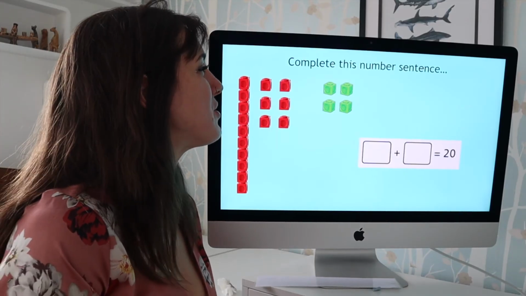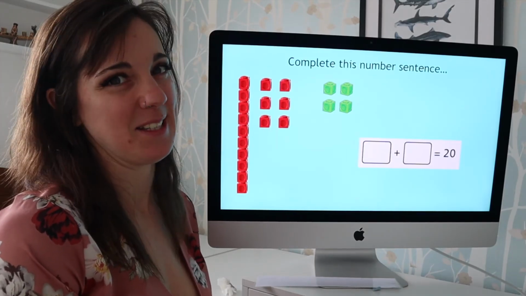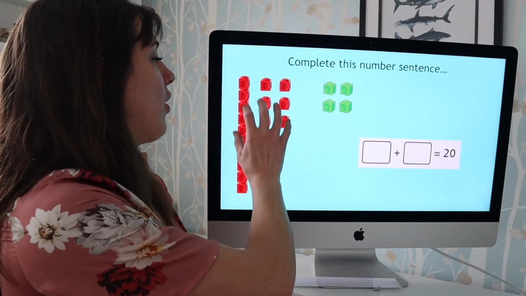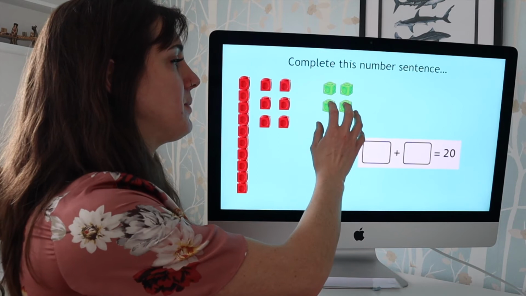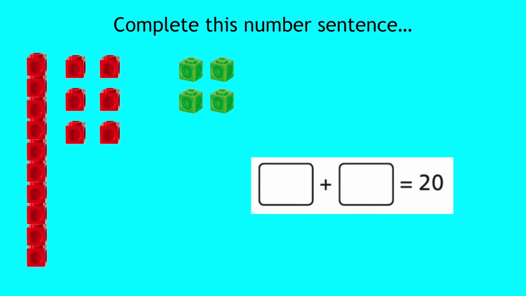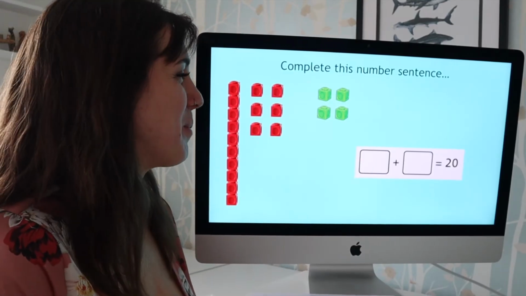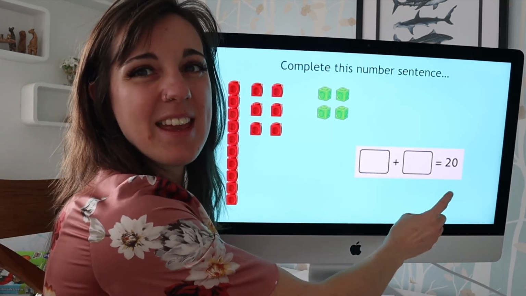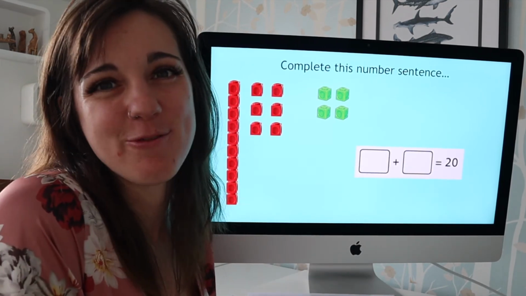And the last way of representing this number bond is a nice easy one. A bit like what we did with our drawing. We've got cubes here and cubes here. What would this look like as a number sentence? Well done everybody. If you have written 16 in here and 4 in here equals 20, you are right.